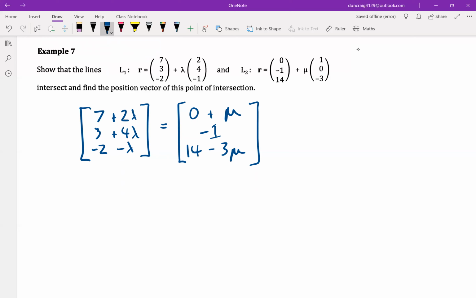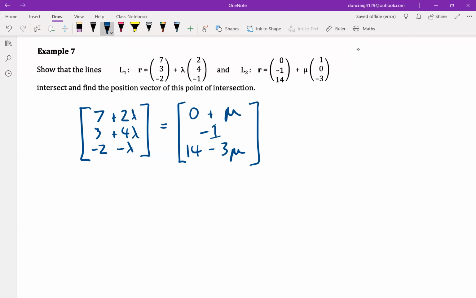So both of those two lines, we've got lambda in L1 and we've got mu in L2, and that's because they can have different coefficients, so they could be different starting times, whatever. So we need to solve simultaneously to determine what lambda and mu are going to be, and that'll tell us where those two lines intersect with one another.